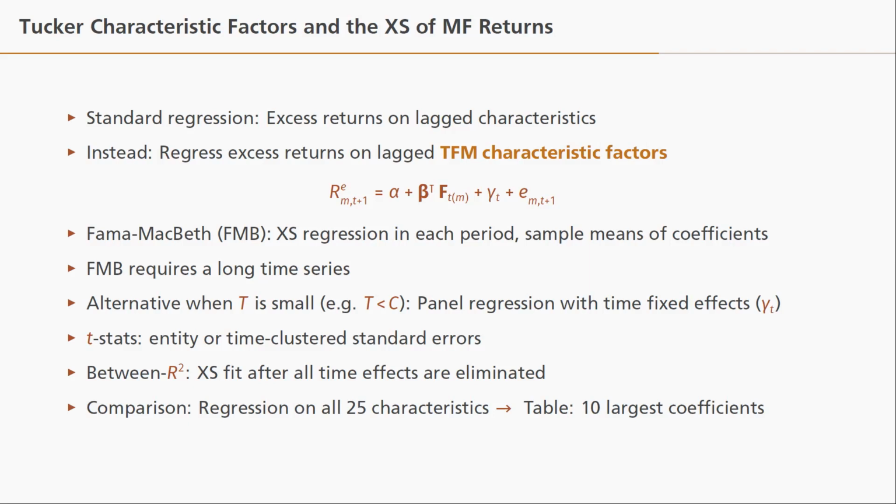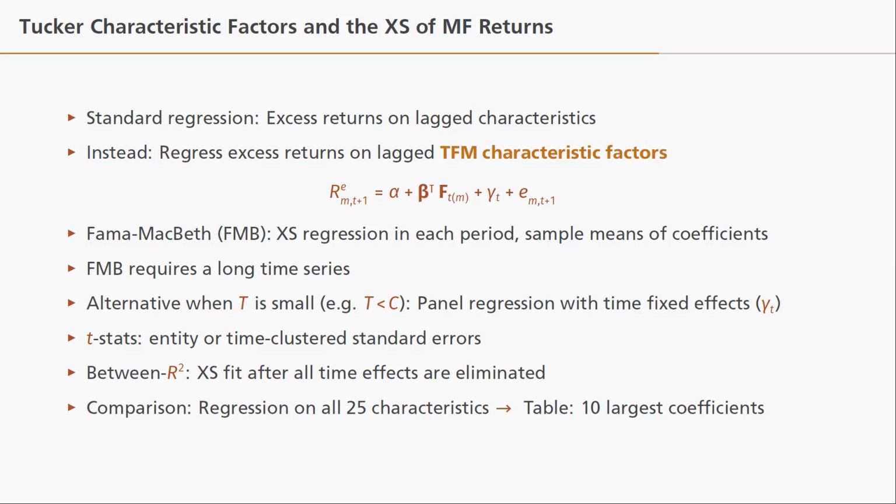It's pretty similar, but it works better for short time series, right? And I report entity and time clustered standard errors, and I look at the between R square. So that's the cross-sectional R square, after you strip out the R square from the time series. So it's purely the cross-sectional, right?